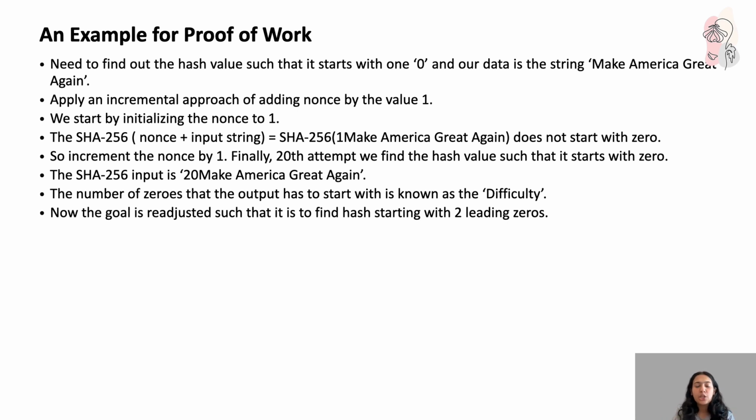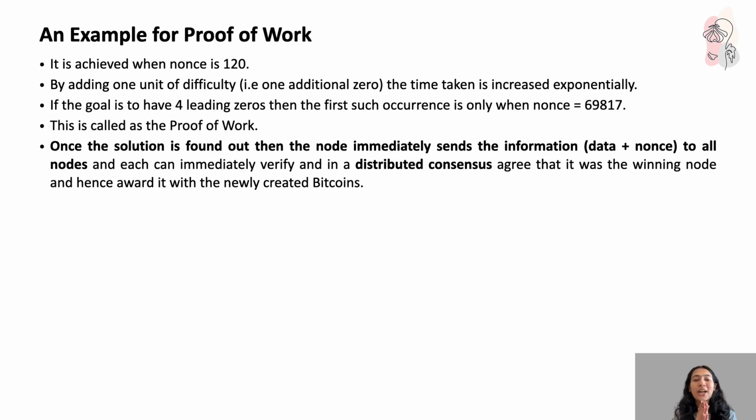So the number of zeros that I want in my output is known as the difficulty. The more zeros you want your string to start with, the more is the difficulty that you have aimed for that particular puzzle, right? So now we readjust the goal and we say, okay, I want the hash that starts with 2 leading zeros. Now you keep on going again from 21, 22, 23, and then on your 120th nonce you get the answer. So by adding just 1 unit of difficulty, by just saying that I want 1 more 0 prepended to my hash, the time taken increased exponentially.